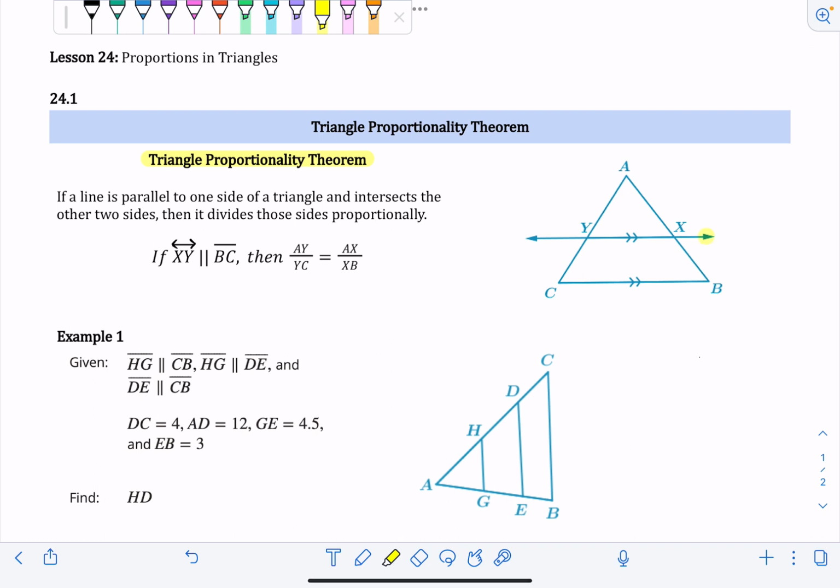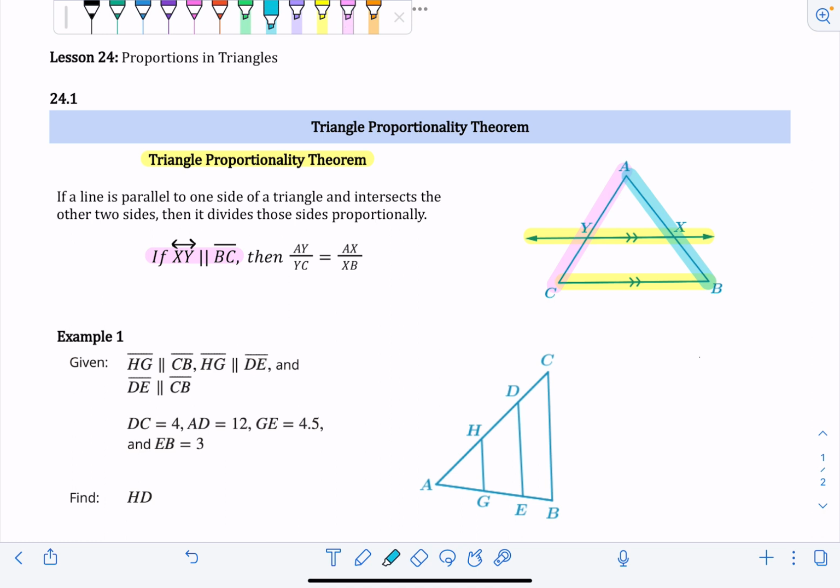So in the graphic, we have a line XY that is parallel to side BC, and that means that it cuts the remaining two sides AC and AB proportionally. Because of that, we can use those proportions to solve for missing segments within triangles. We just talked about how line XY is parallel to side BC. Because of that, we can set up a proportion between the portions of the sides that have been cut into smaller pieces.